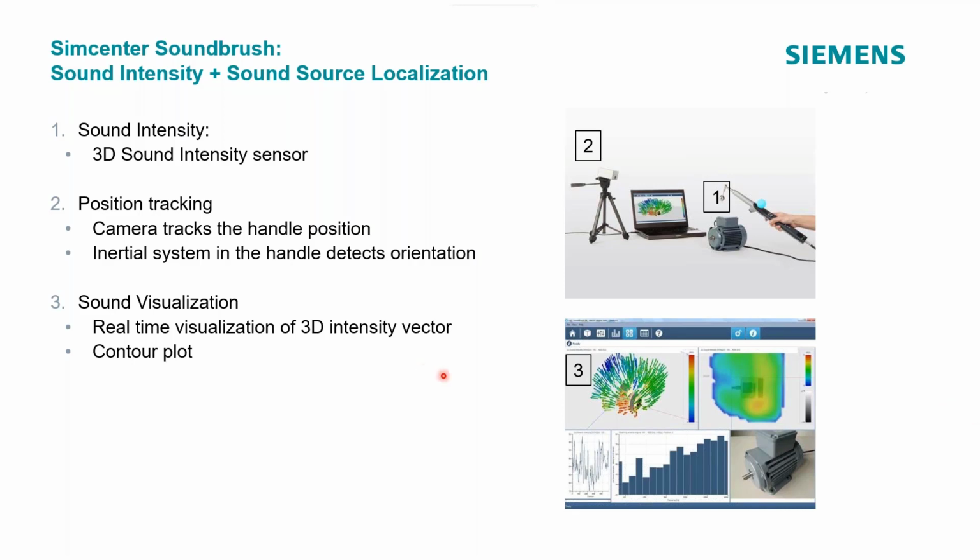So I'll get all these intensity vectors, and I can put a cutting plane through those vectors to see the acoustic hotspots as to where those things are. And I can visualize that based on a specific frequency band that I want to look at to determine where the noise is coming from.